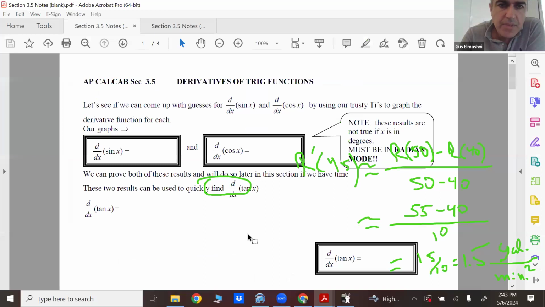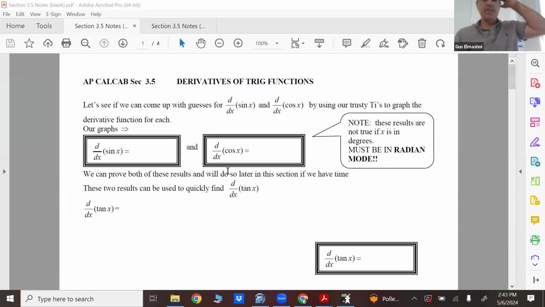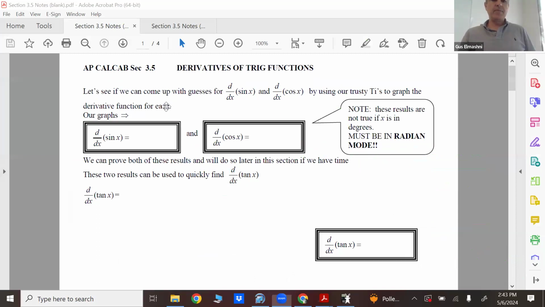All right, here we go, guys. Now let's move on to trig. These notes should go pretty fast. So I'm just gonna kind of tell you these formulas right now, and then we're gonna understand why they work in just a little bit.